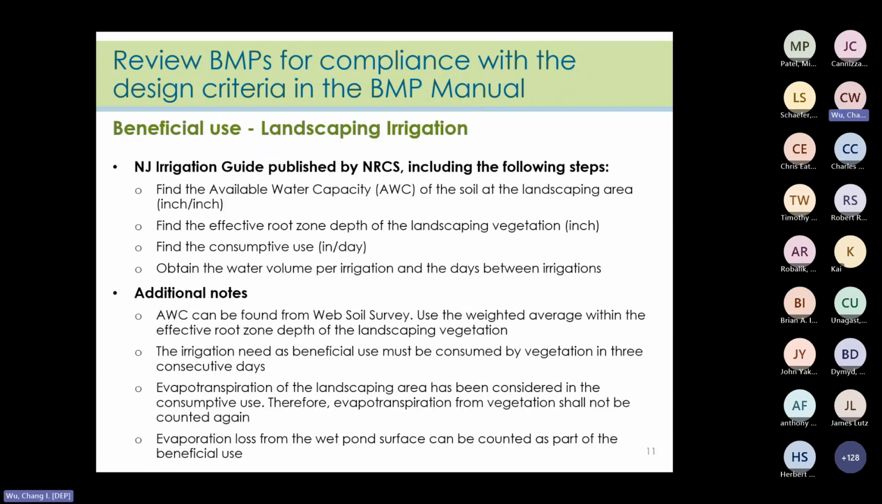And we want to address a little bit more the beneficial use of the GI wet pond. In most of the cases we saw, they use the collected runoff for landscaping irrigation. And the method to estimate the irrigation should be based on some reasonable assumption. You cannot randomly assign values such as 1 inch per acre per day to calculate the irrigation use. You have to demonstrate why it is 1 inch per acre per day.